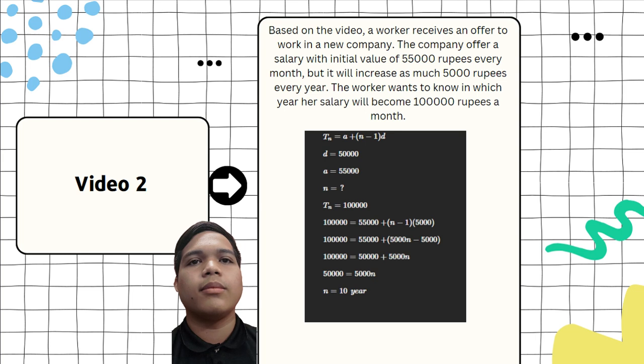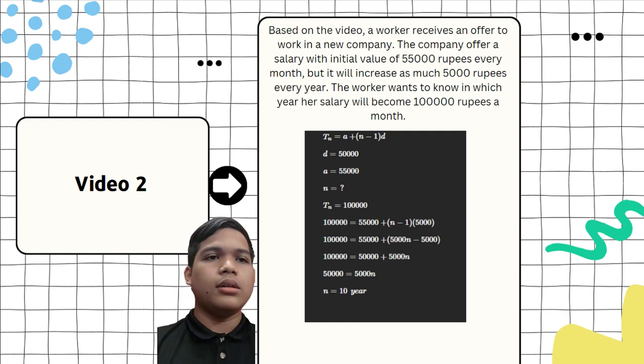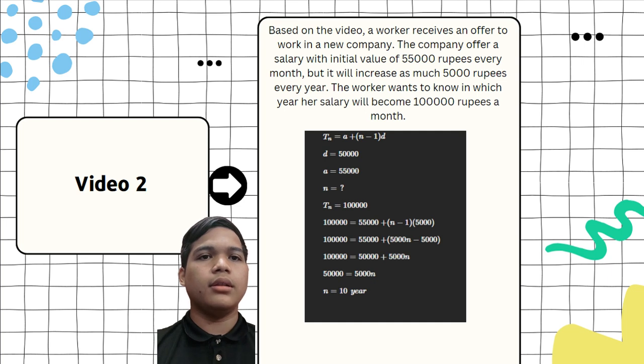In this problem, we use the arithmetic progression method, which is Tn equals a plus n minus 1 times d. The information that we need is already given. d, the common difference in this video, is 5,000. The first term is 55,000, and the value at the nth term is 100,000. To know the n value, we need to substitute the values given into the formula, where 100,000 equals 55,000 plus n minus 1 times 5,000.